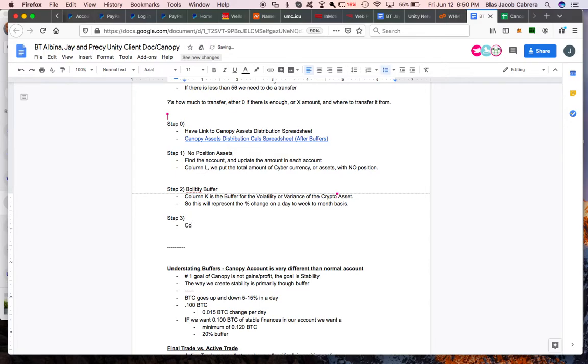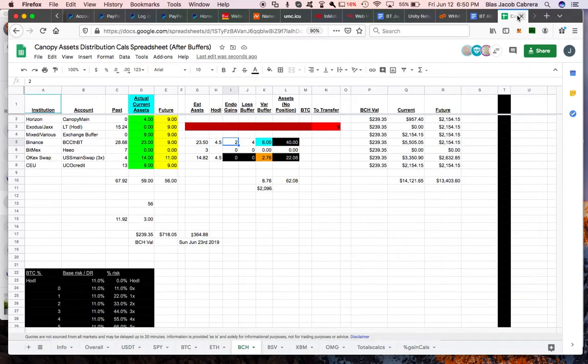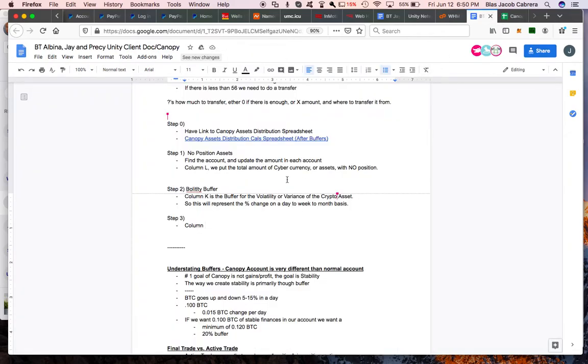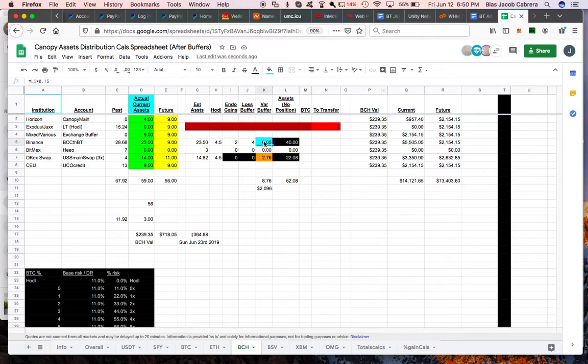So then step 3 is column J. Column J is the loss buffer. The idea is that the variance percentage is always changing. And remember, it's a percentage. Because the variability is a percentage, every time the assets in position change, it automatically changes. K always changes, right? So if I change this to 41, this is automatically going to change because it's a percentage of the total assets. Does that make sense? Yes. So K is constantly changing.